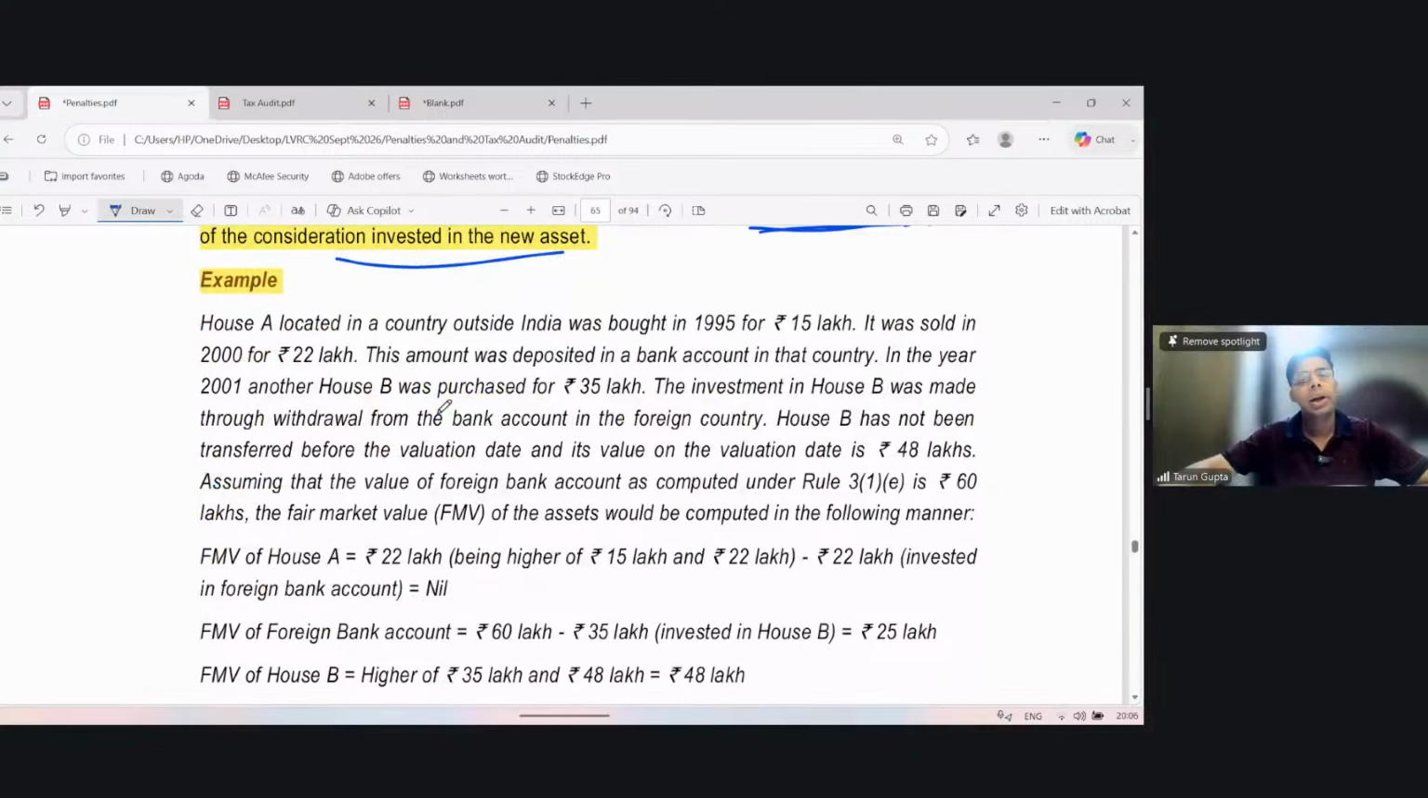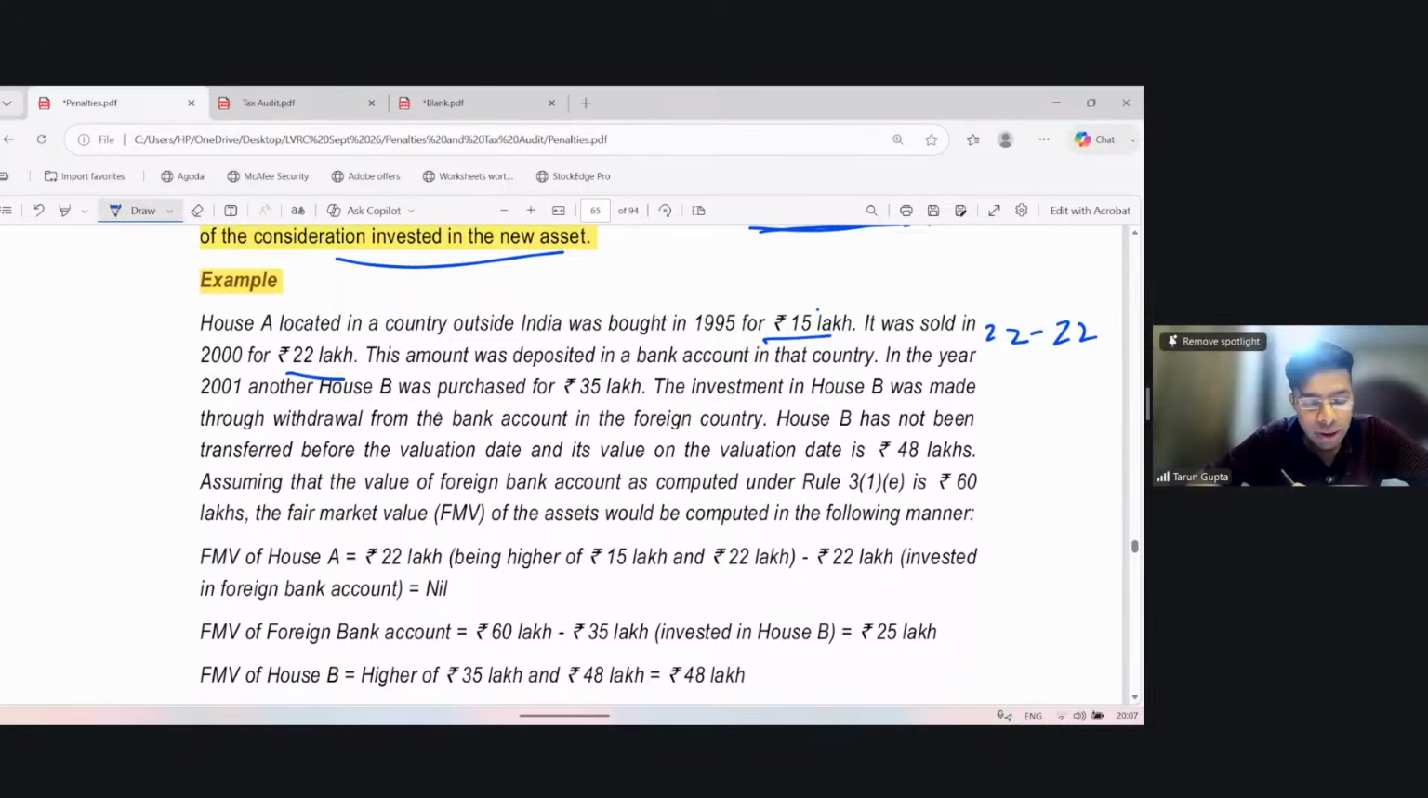There's a small example. It will make the concept very much clear. House A, located in a country outside India, was bought in 1995 for 15 lakh. It was sold in 2004 for 22 lakh. Okay. So the value for the purpose of black money is the higher of 15 and 22, meaning 22 for house A, right? This amount was deposited in a bank account in that country. So when it is deposited in a bank account in that country, while computing the fair market value of the bank account, it shall be included. So now I have to reduce it from house A.